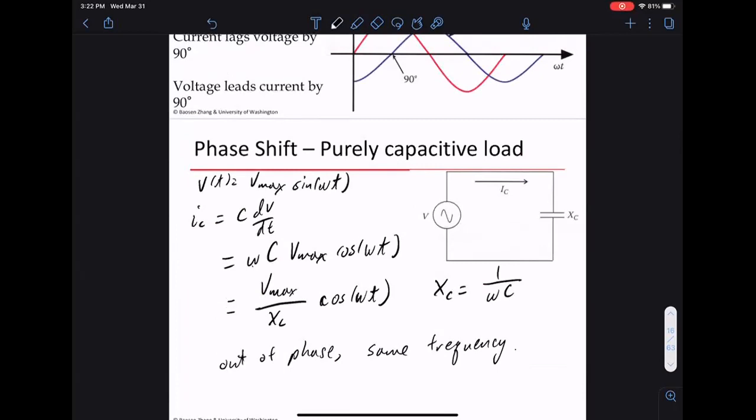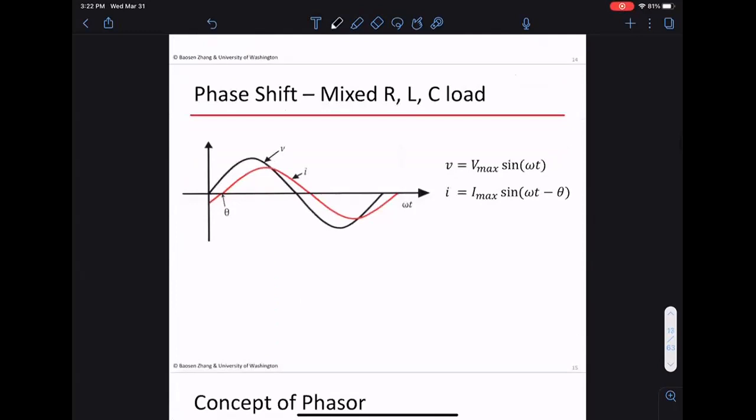In this class, you see a lot of capacitors, inductors, and resistors. It's RLC types of circuits. You put them all together. Remember that the frequency never changes, so omega is constant. RLC loads cannot change the frequency. That's always constant, but of course you can have a phase shift.